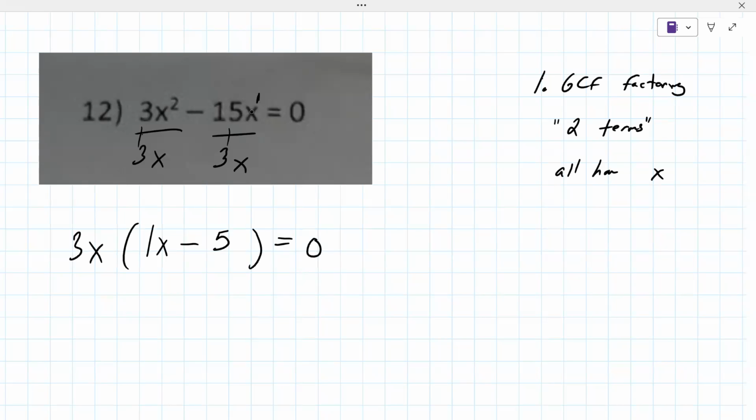Okay. So now you set each term that has an x in it equal to 0. So you set 3x equal to 0 and x minus 5 equal to 0. All right, so I'm asking you to solve both of those, please.